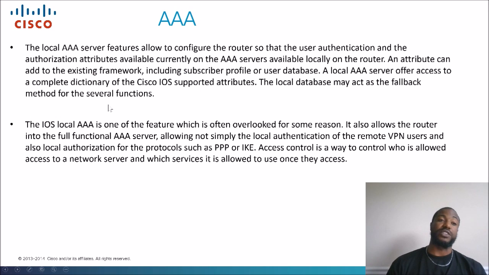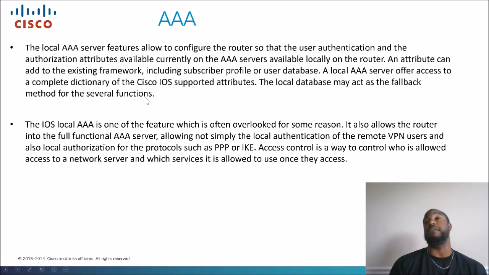Here's just a little brief description. The local AAA features allow you to configure the router so that the user authentication and the authorization attributes available currently on the AAA servers are available locally on the router. So basically, everything is local on the router. If we need to grant you access, the usernames and passwords are stored on the router instead of on a separate server.